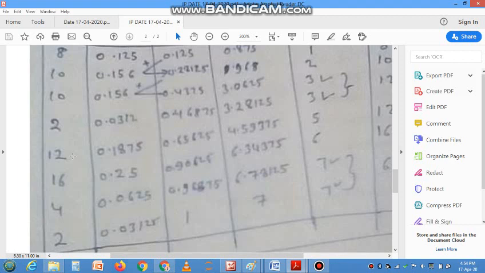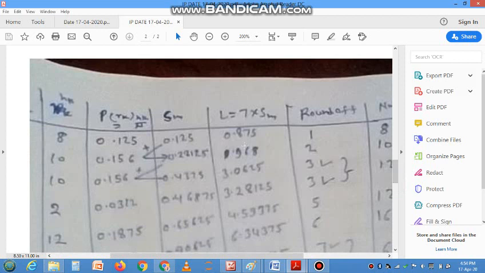For gray label 4, 12 divided by 64, we will get 0.1875. For this, 16 divided by 64, 0.25. For this, 4 divided by 64, 0.0625. For this, 2 divided by 64, 0.03125. Okay, so in this column we compute the probability at each gray label using the formula nk upon capital N, where nk represents the number of pixels at a particular gray label and capital N is the total number of pixels.